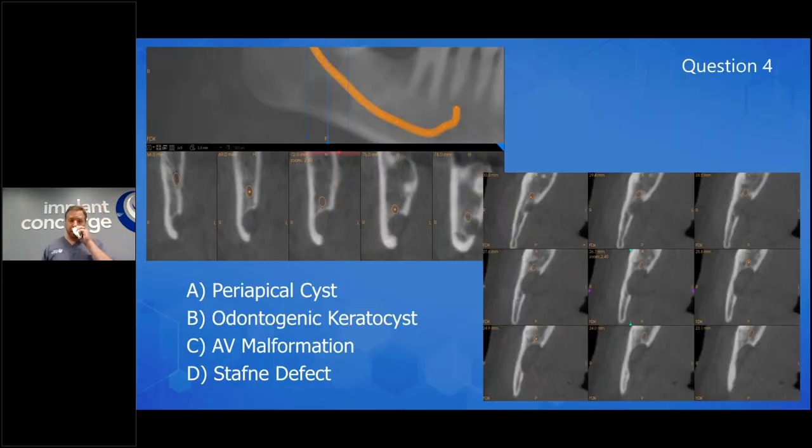It's not very common, but when you see it, you might think something cystic. But a Stafne defect is actually your lingual salivary gland just making an indentation into the mandible. And totally benign. No reason to biopsy, no reason to do anything.